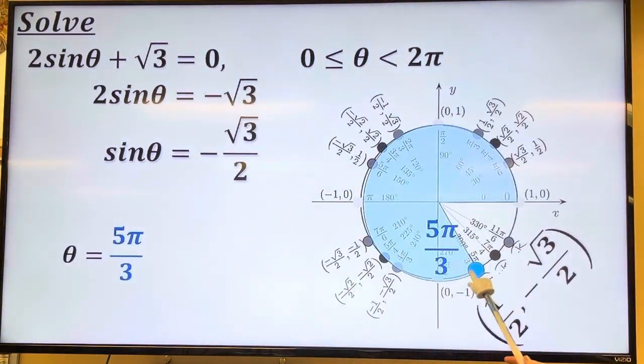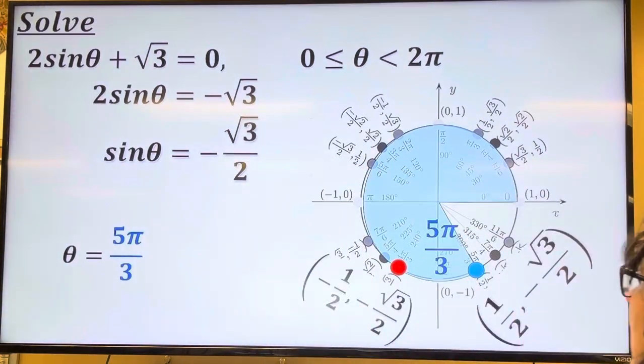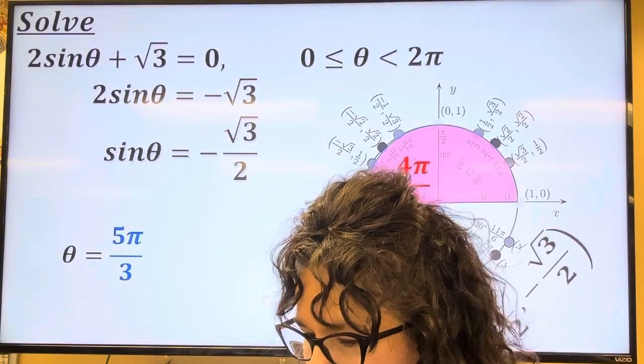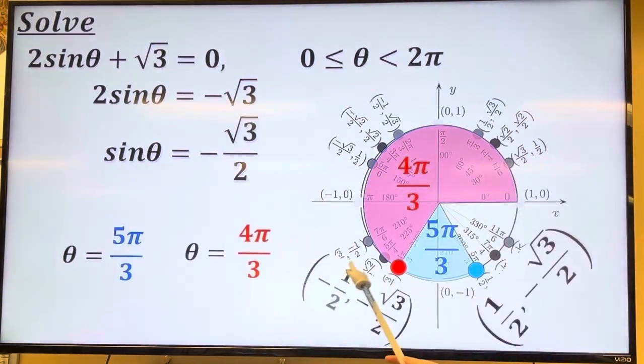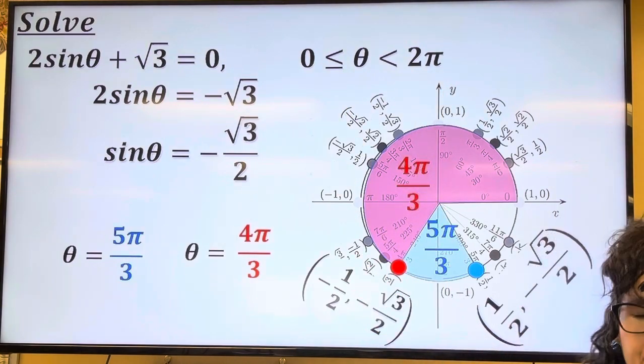at 5 pi over 3. That's also going to happen here at 4 pi over 3. So these are my two solutions on the interval 0 to 2 pi.